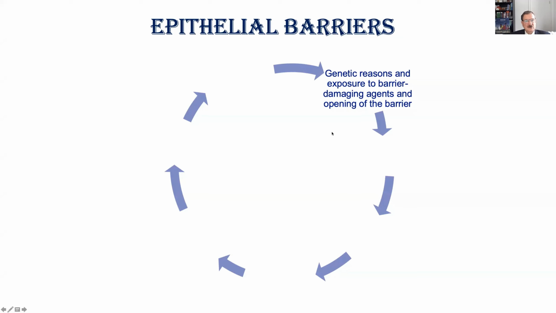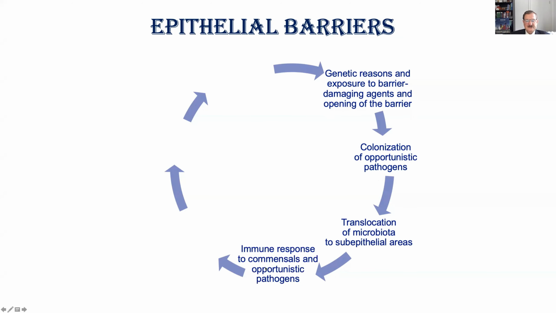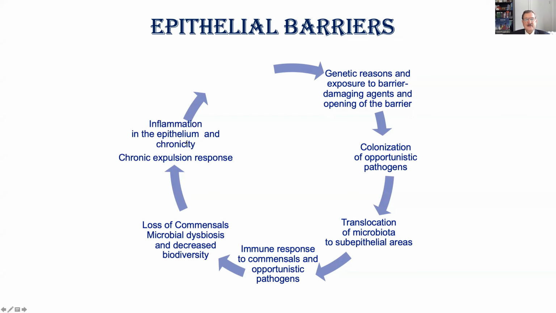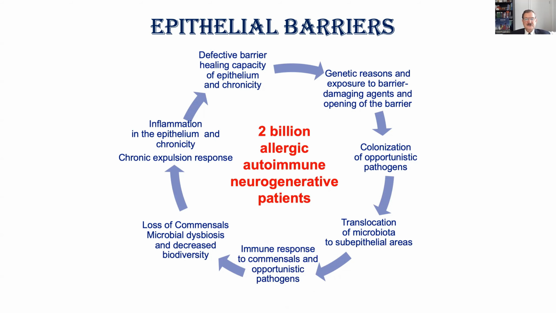I would like to discuss with you that the epithelial barriers are damaged, and for genetic reasons and exposure to environmental agents, this damage occurs. Colonization of opportunistic pathogens is taking place, with translocation of microbiota to subepithelial areas, immune response to commensals and opportunistic pathogens, and loss of commensals, microbial dysbiosis, and decreased biodiversity. Then the inflammation of the epithelium and chronicity, that is a chronic expulsion response, is taking place, and defective barrier healing capacity is happening because of epigenetic reasons, so that this barrier can never become a fully healthy barrier. So this ends up with 2 billion allergic, autoimmune, and neurodegenerative patients.